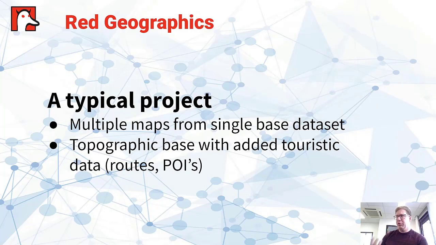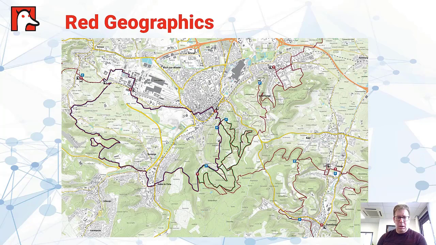Now, a typical project that falls within that category of high automation is usually about producing multiple maps from a single base dataset. And it's usually topographic base data, and then on top of that we add touristic data, so hiking routes, biking routes, points of interest, you name it. And this is, for example, something that we've recently delivered. This is one of 10 map sheets that is going to be printed on information panels that are going to be posted in the field in southern Luxembourg.